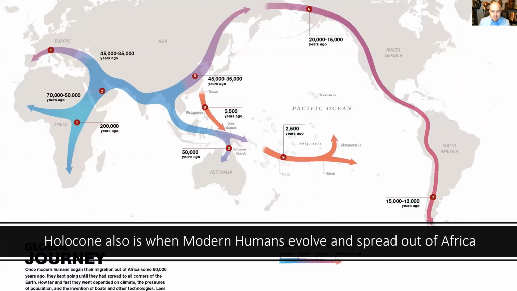But this is also the time period where we see the spread of modern humans out of Africa into the rest of the world. Modern humans first evolved around 200,000 years ago, but they really only make it out of Africa 70,000 years ago or so.